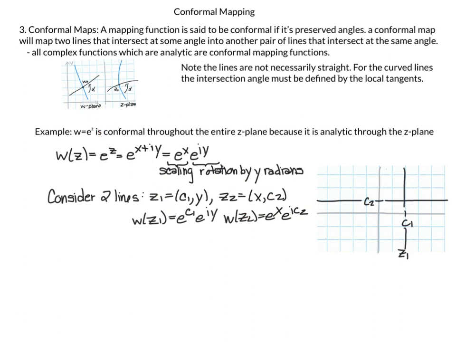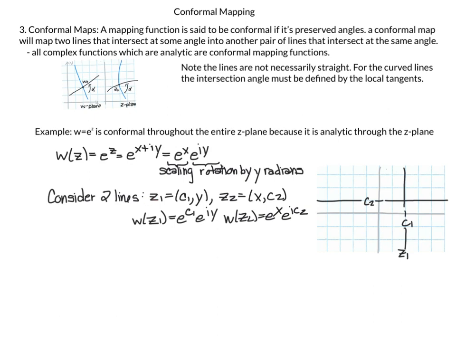Again, I'm not proving that w equals e to the z is conformal. We already know that because complex functions which are analytic are conformal, and e to the z is analytic. But what I wanted to illustrate are these grid lines to get a feel for what the function is doing to the straight lines, and then also looking and seeing how the angles are preserved.